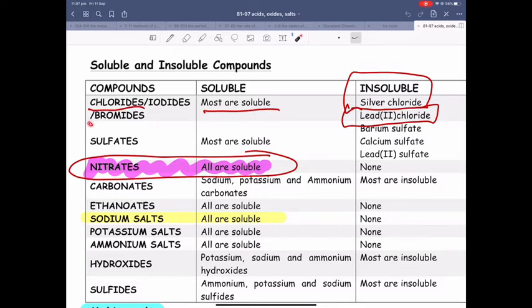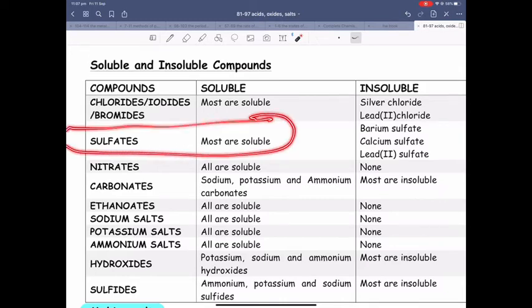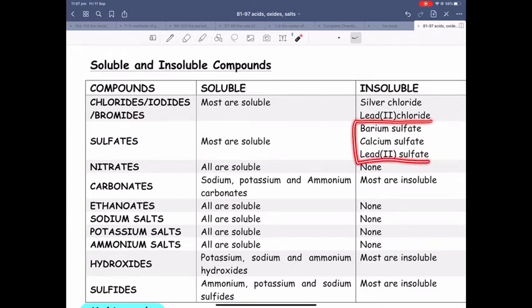Now the next one is from the sulfates. So the sulfates are mostly soluble. The ones which are insoluble that you need to know are barium sulfate, calcium sulfate, and lead 2 sulfate. Okay? And then likewise, so and so forth for the rest of the table. Nitrates are nice and easy to remember because all nitrates are soluble. Nice and easy. You don't need to worry about any insoluble exceptions.